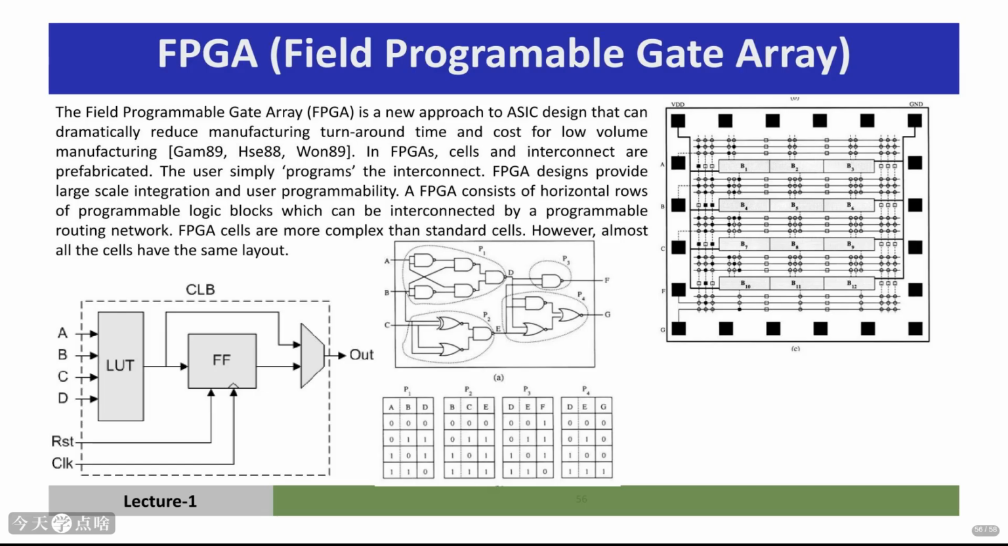The diagrams show the internal structure of a CLB, typically containing a lookup table, LUT, and a flip-flop, and the overall FPGA architecture with programmable interconnects.